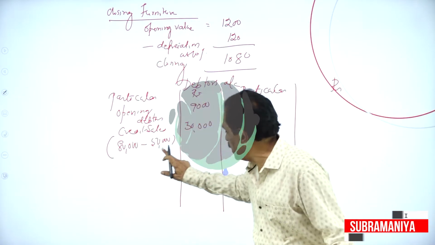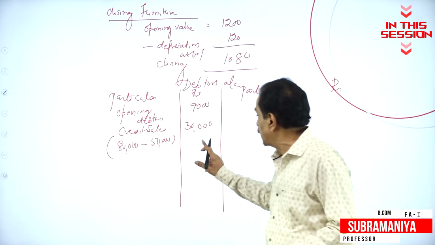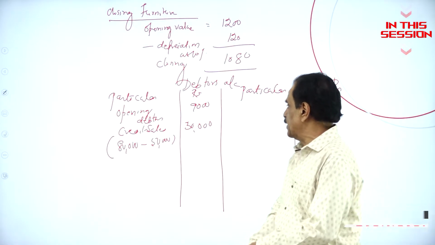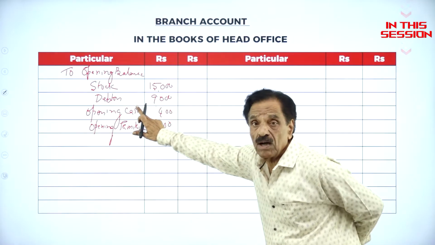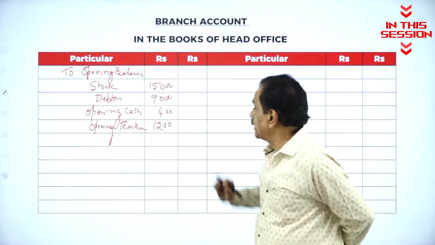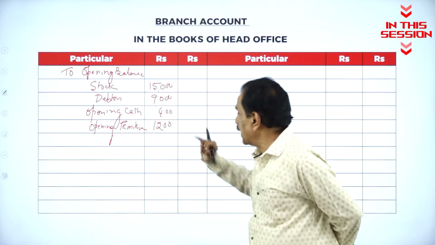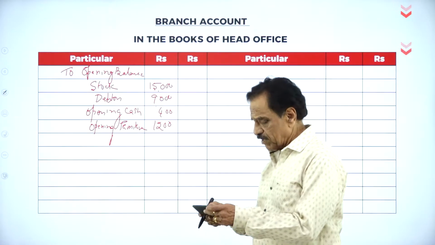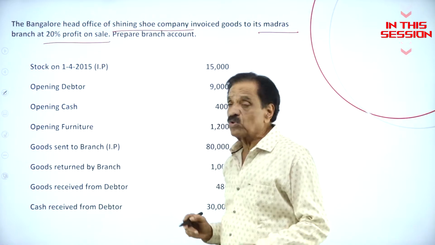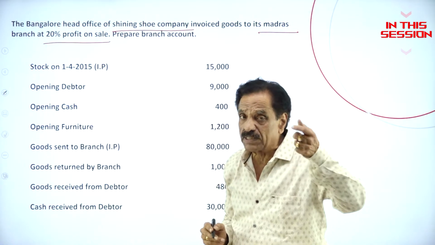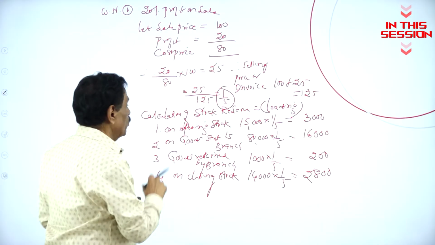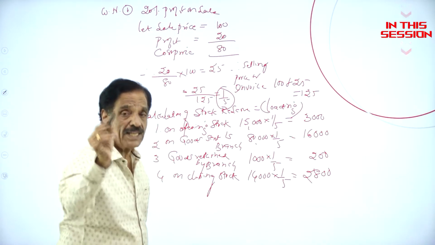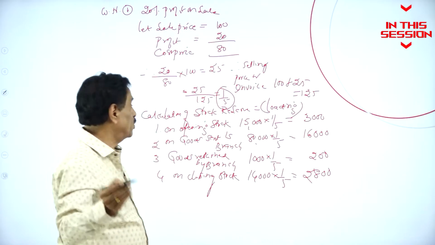Total sale is 80, cash sale is 50, difference is 30. Total amount to be received is 39,000. Your opening stock 15,000, opening debtor 9,000, opening cash 400, opening furniture 1,200. Add the figure. Opening stock on 1/4/2015, end on 31/3/2016. So you have to calculate the stock reserve: one on opening stock, one on goods sent to branch, one on goods returned by the branch, one on closing stock.